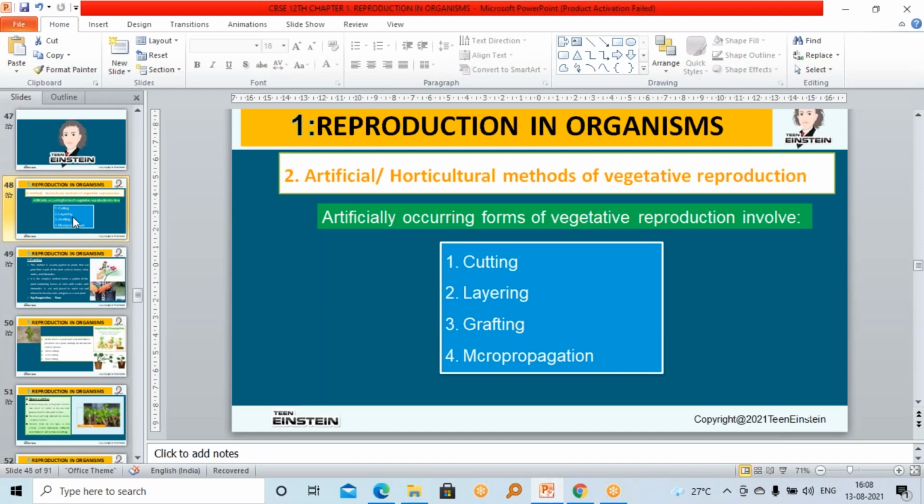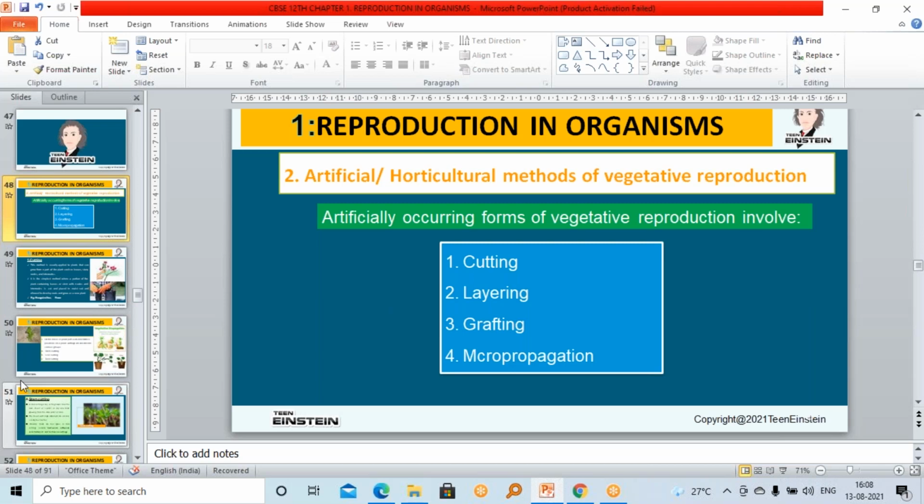I'm just revising the last class, whatever we have discussed. That's why I'm not showing the slides. Okay, so now we are moving to the artificial or horticulture method of vegetative reproduction. In the artificial method, they conduct these experiments in the lab or in the field using some special methods. And what is the benefit of artificial vegetative reproduction?